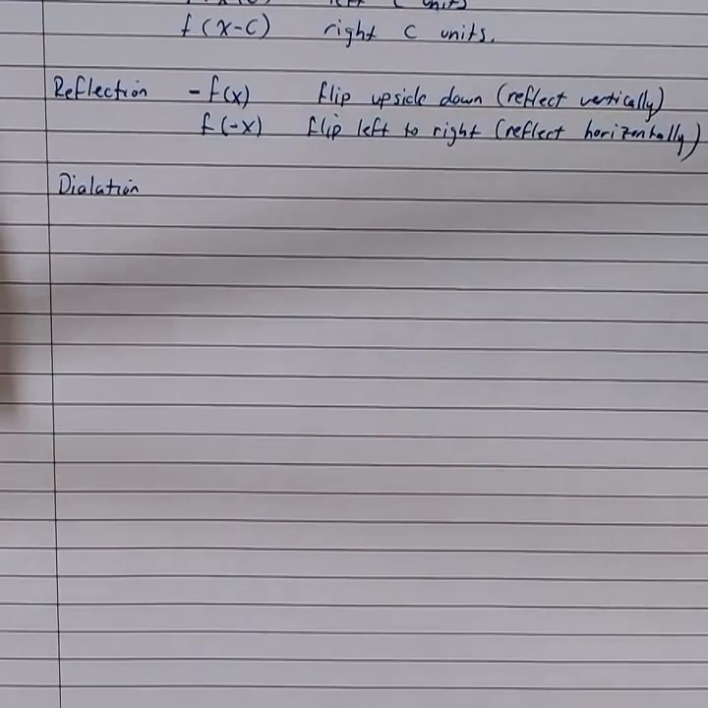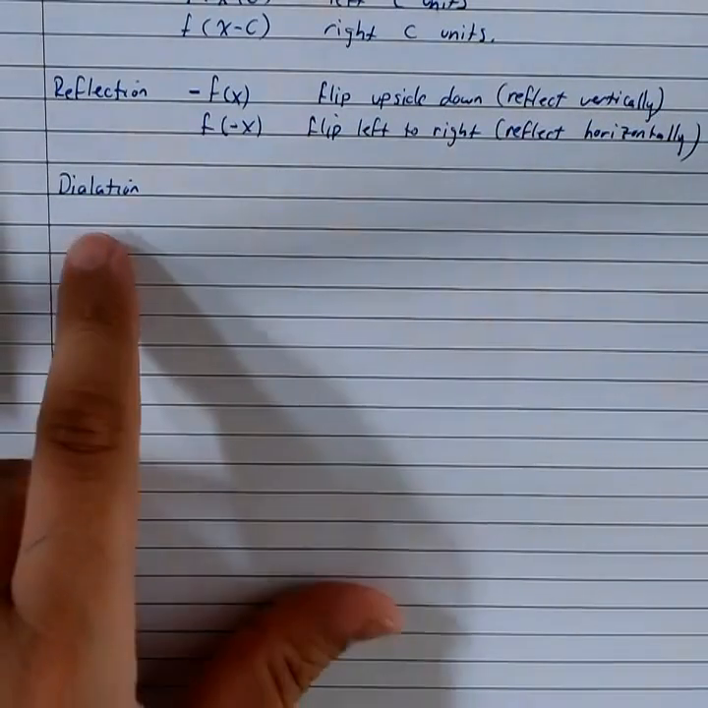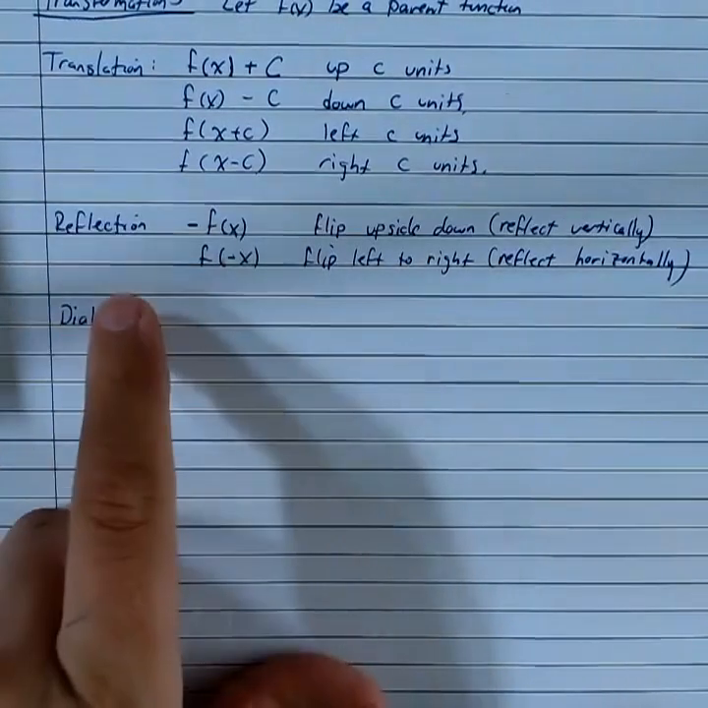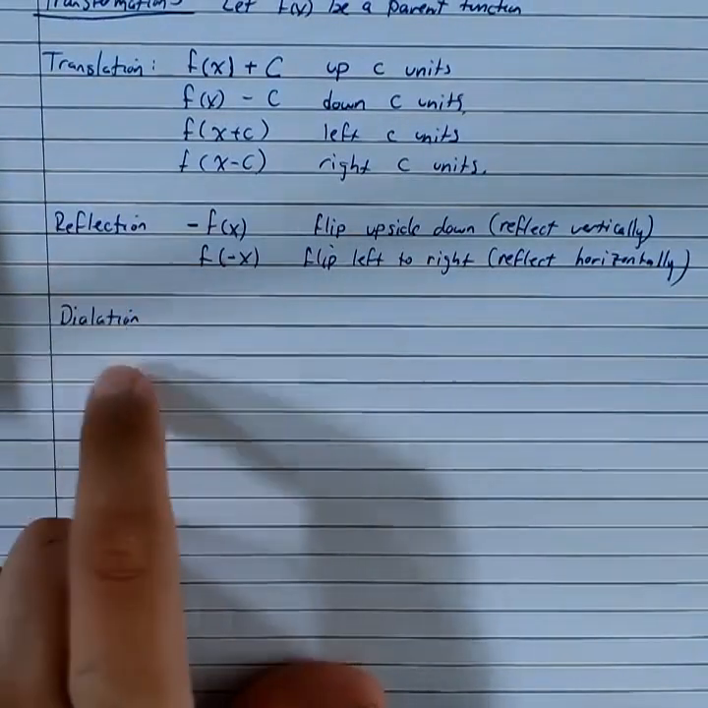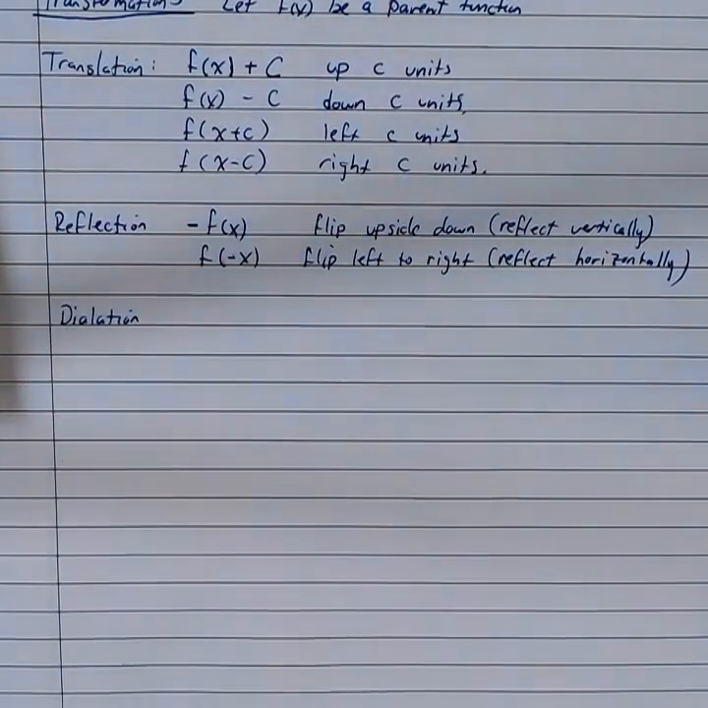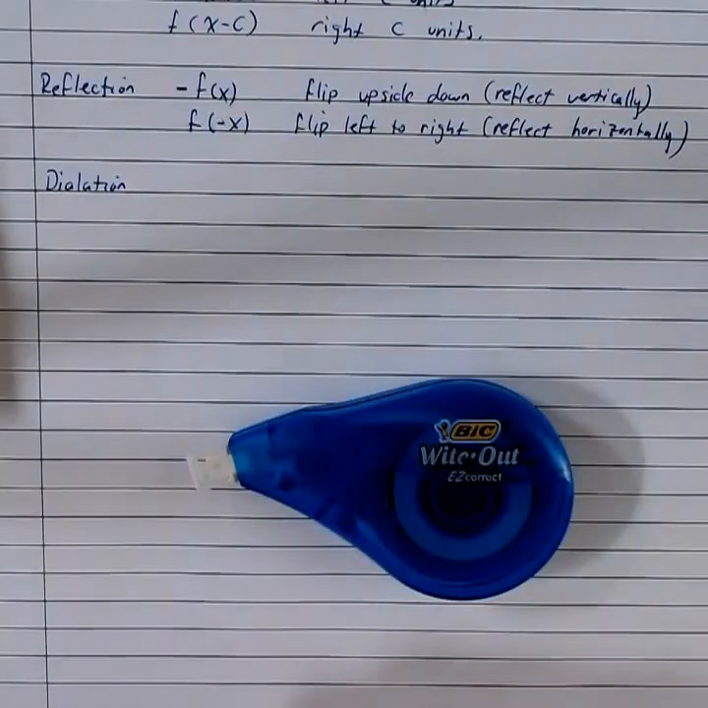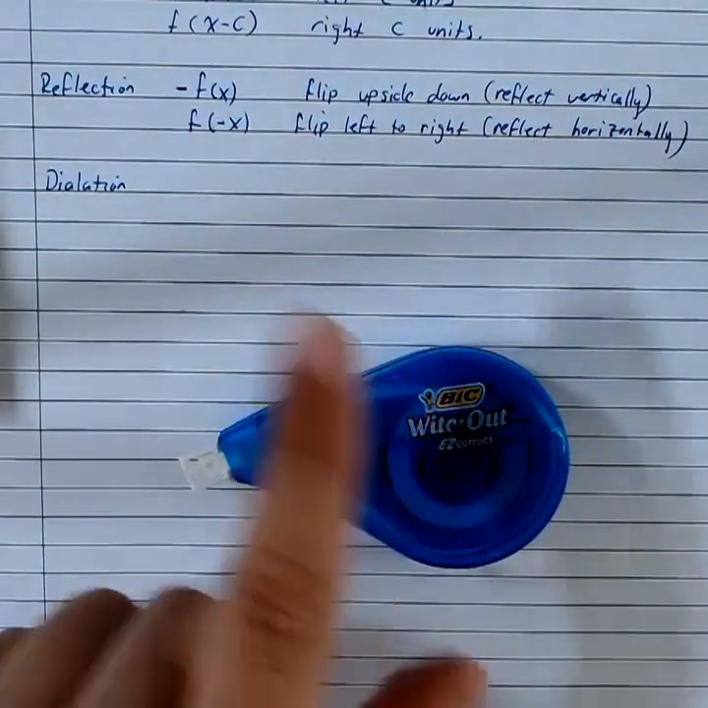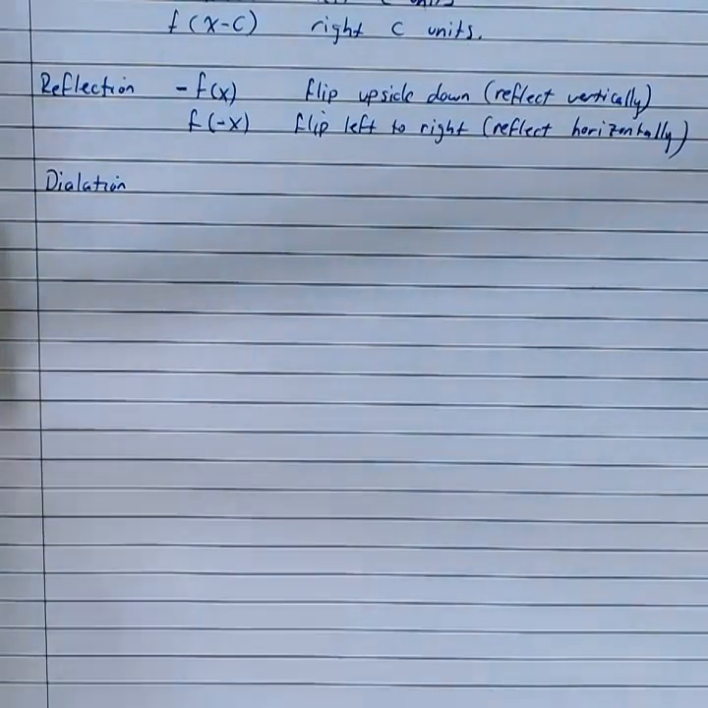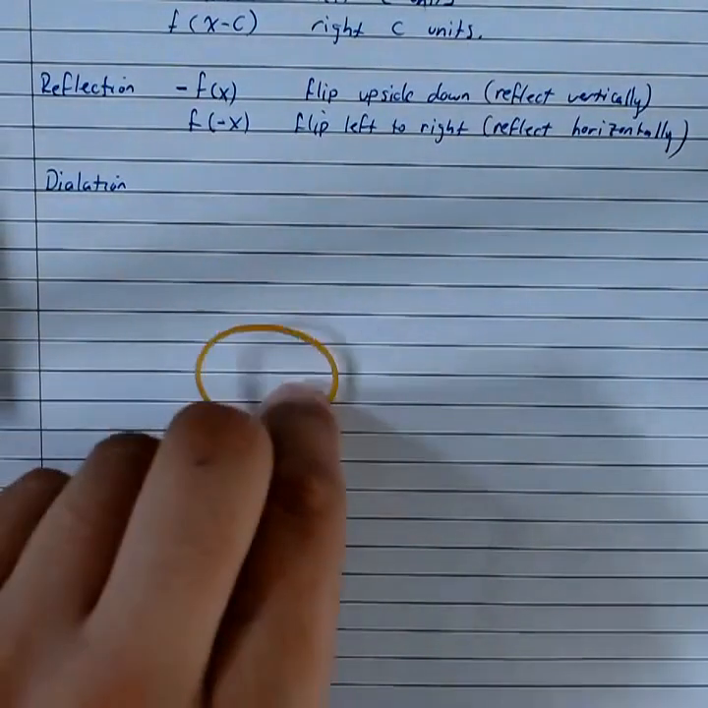Dilations are a transformation that causes a change not to the location or the orientation of an object, but rather its size. Here I've been using this object as an example, but this won't work very well for this kind of example. So I'm going to choose a different object. And yeah, I have one of those. There we go. A rubber band.